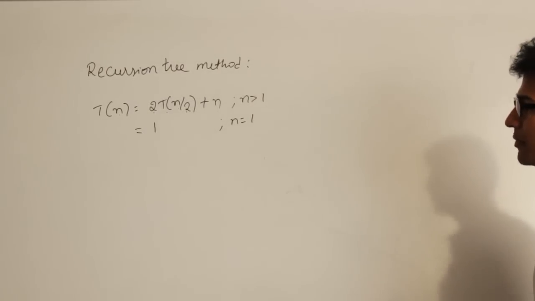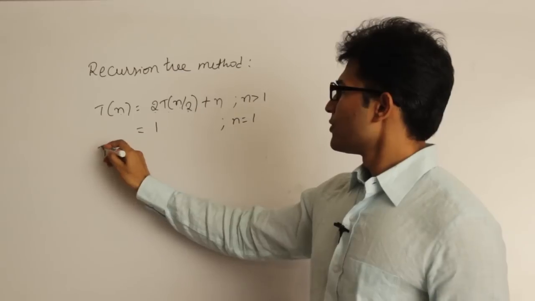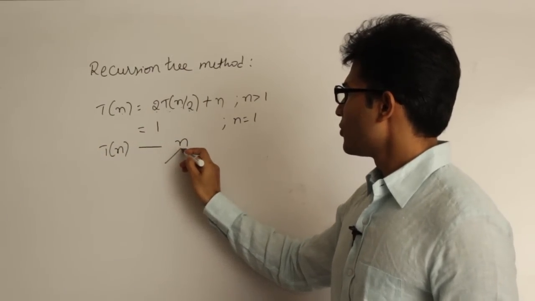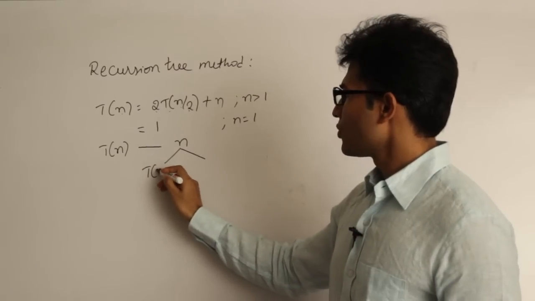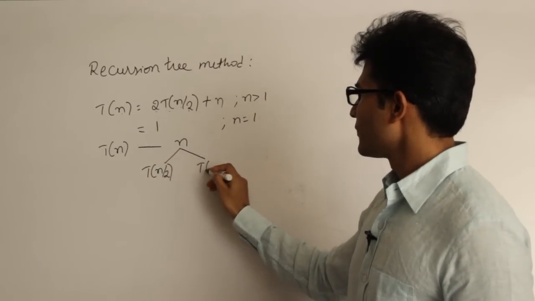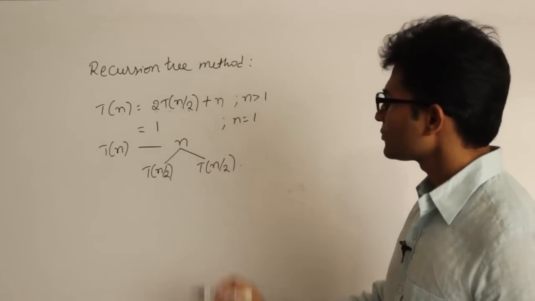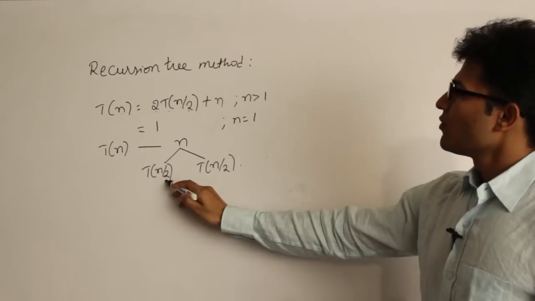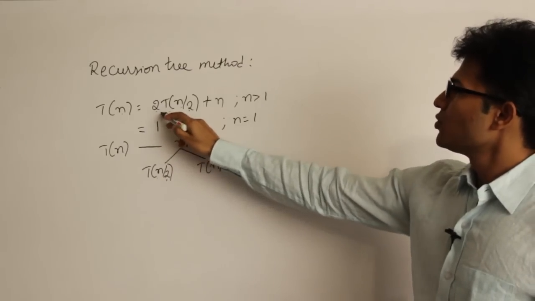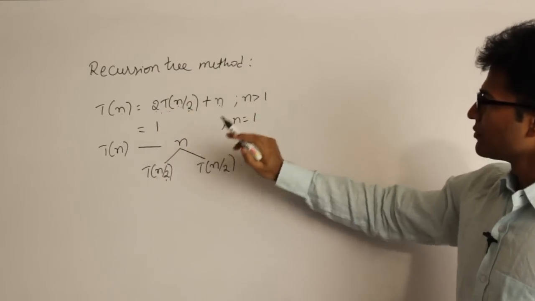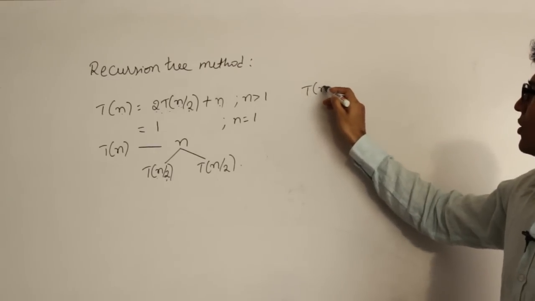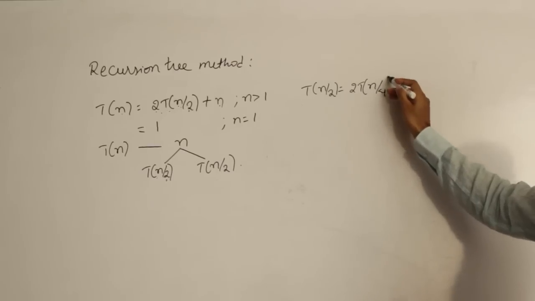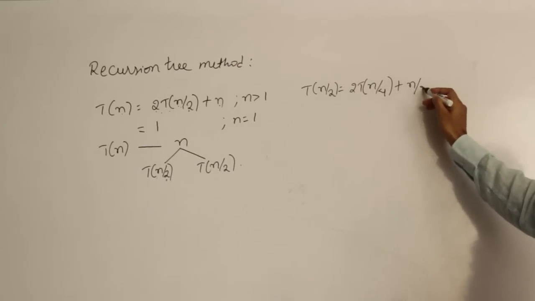So let's see the tree method for this. So T of n is, if I do n work, then the problem is going to be divided into two sub problems, each of size n by 2 and n by 2, right? And now what about T of n by 2? T of n by 2 is 2T n by 4 plus n by 2. That is important. See, T of n by 2 is 2T n by 4 plus n by 2.